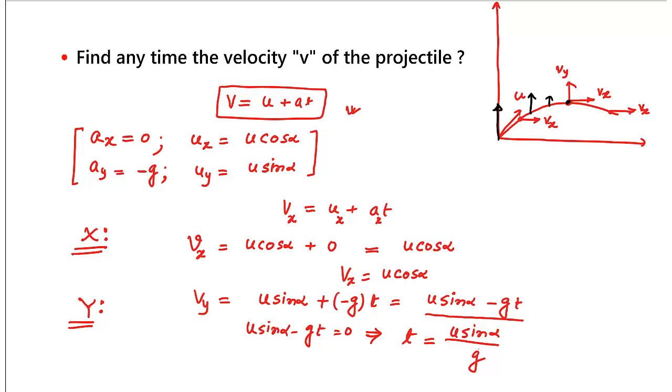Now what will happen if t is greater than u sin alpha by g? In that case the velocity starts getting negative. After this top point the velocity will keep decreasing and will basically be negative. Finally, when the projectile lands on the ground, it will have the same speed that it had initially, but in a different direction, that is, in the opposite direction.